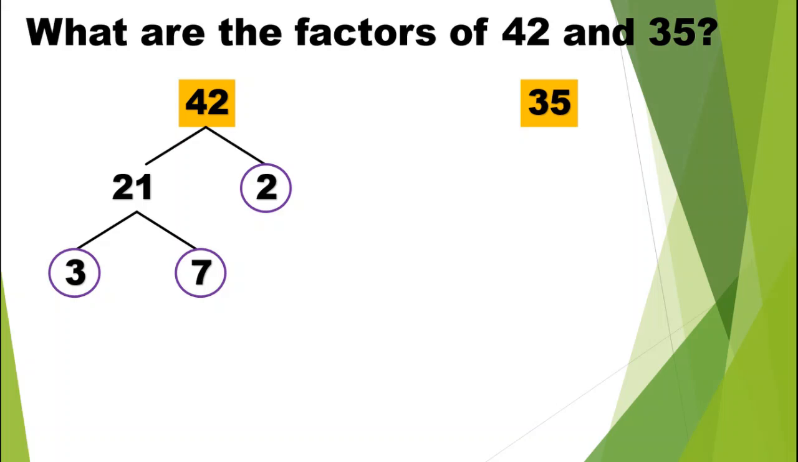How about 35? So the factors of 35 would be 5 and 7. We already know that 5 and 7 are prime numbers. So we can say that 5 and 7 are the prime factors of 35.